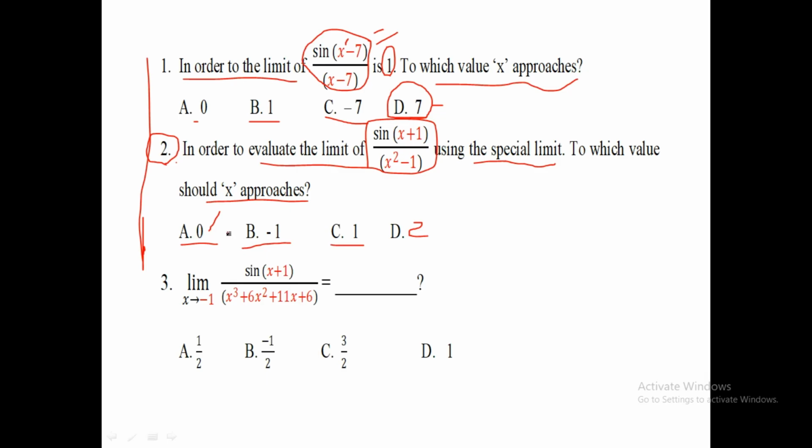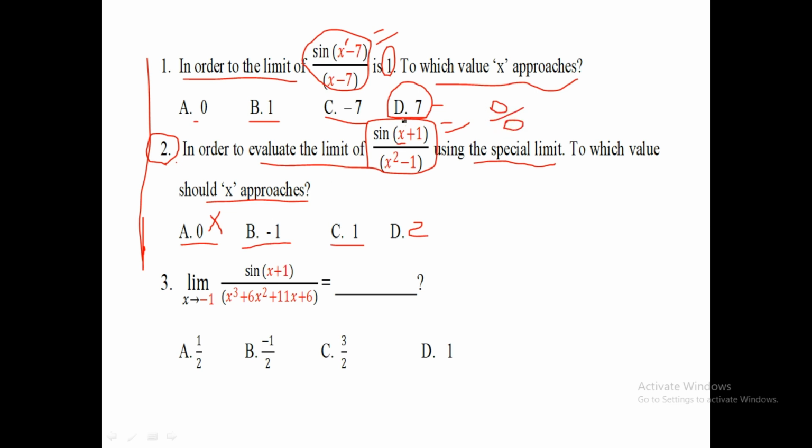We cannot choose A, because x cannot approach 0. You know why? If you substitute, instead of x, 0 plus 1 sine 1 over 0 squared minus 1, which is equivalent to this one. We are searching for a value that makes the expression 0 over 0 when you substitute the number.